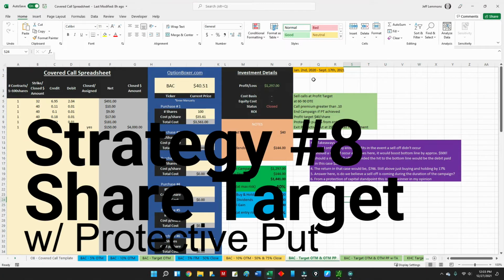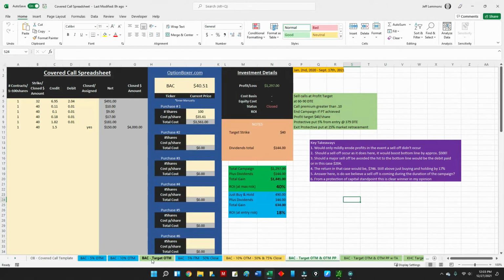And then again, this strategy was up to September 17th. I was going to sell calls at a profit target, which we identified a moment ago was the most advantageous approach, at 60 to 90 days, call premium again greater than 10 cents. And I was going to end the campaign if the profit target was achieved at any point, which it was on September 17th. The only difference here is I was going to buy a protective put 5% from entry, and I did at 379 days approximately. I can't remember the exact time frame or the exact days to expiration, but I bought a LEAP protective put at 5% away from the current price, or as close to it as I could with the strikes that were available.